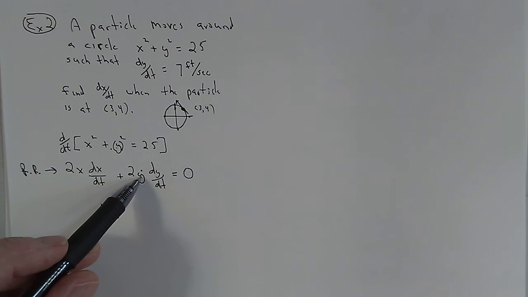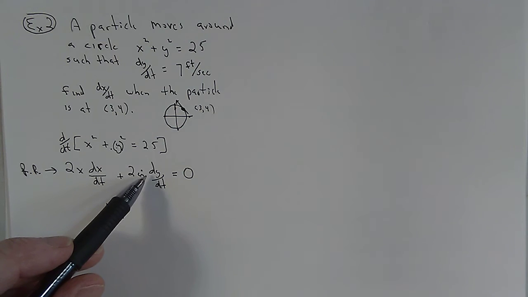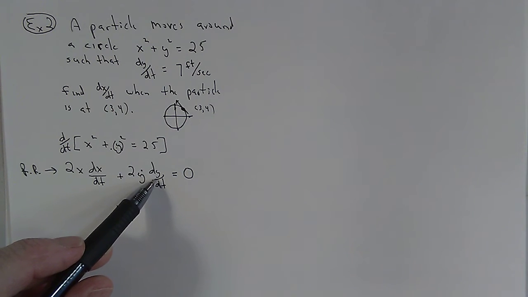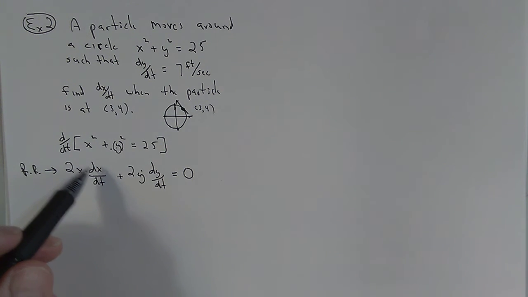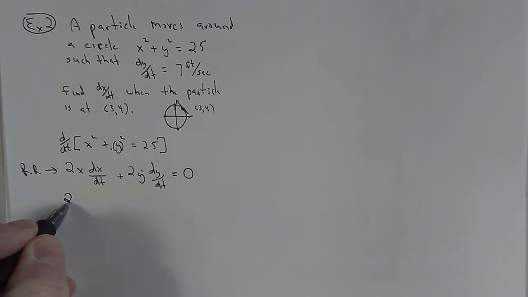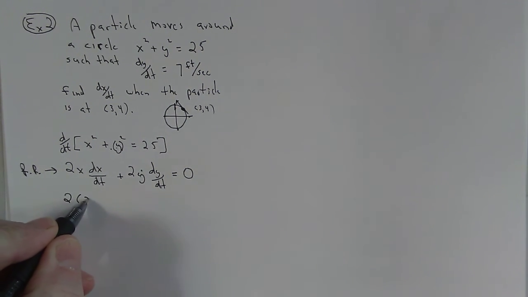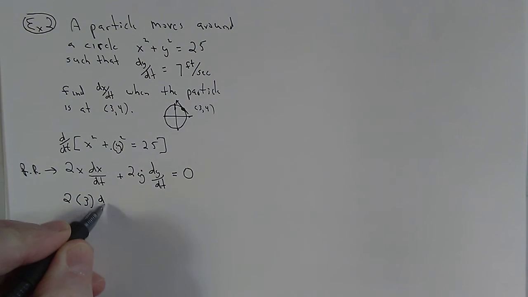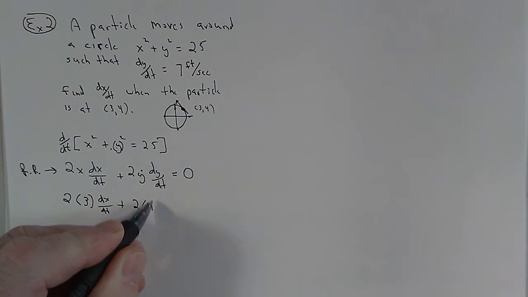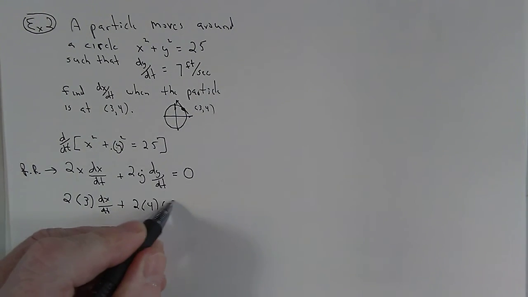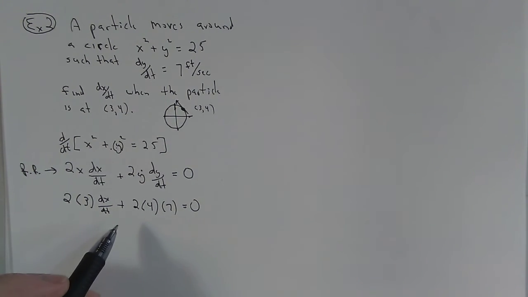Now at this point, I need to know everything except for what I'm trying to find. So x and y are the position. I know dy/dt, so I can figure out dx/dt. I'm going to substitute and then solve. You could do it the other way around, but so 2, the x coordinate is 3. I'm trying to find dx/dt. 2 and then 7 equals 0.